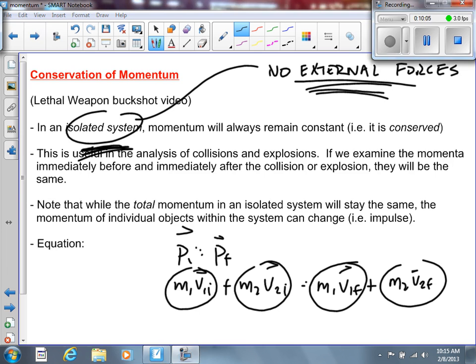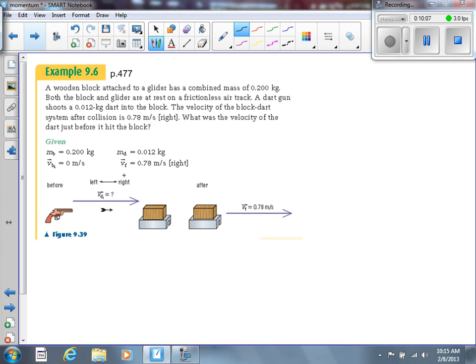Let's take a look at an example here. This is 9.6 from page 477. It says, a wooden block attached to a glider has a combined mass of 0.200 kilograms. Both the block and the glider are at rest.